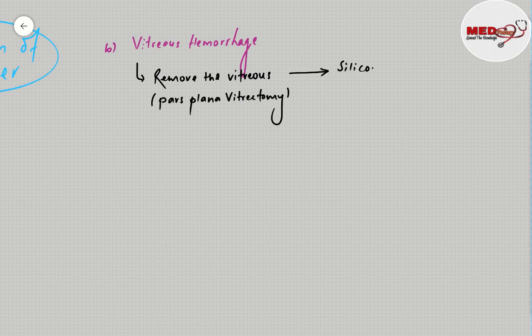After removing the vitreous, we have to replace it with silicone oil. And we have to provide panretinal photocoagulation as well, because there is already proliferation which led to the vitreous hemorrhage.